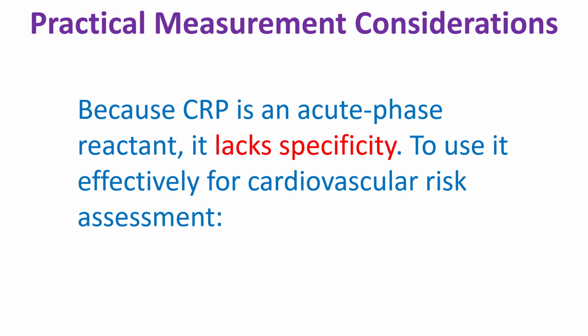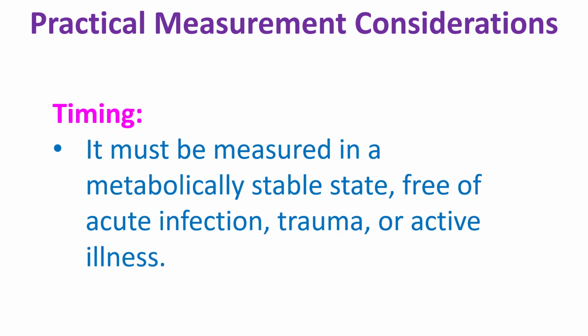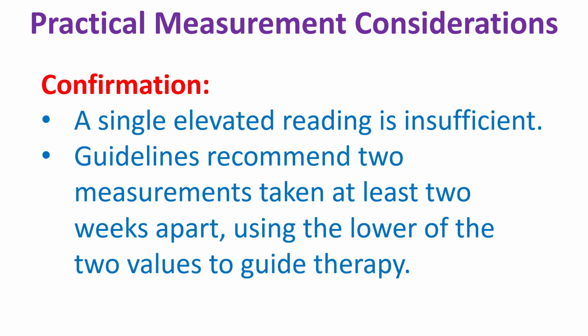Because CRP is an acute phase reactant, it lacks specificity. To use it effectively for cardiovascular risk assessment, timing: it must be measured in a metabolically stable state, free of acute infection, trauma, or active illness. Confirmation: a single elevated reading is insufficient. Guidelines recommend 2 measurements taken at least 2 weeks apart, using the lower of the 2 values to guide therapy.